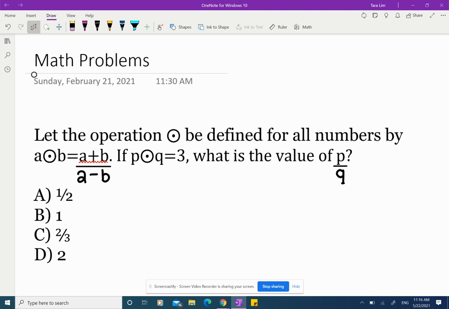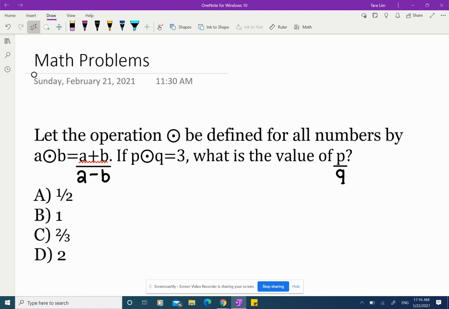Let the operation be defined for all numbers by a operation b, which is equal to (a plus b) over (a minus b). If p operation q is equal to 3, what is the value of p over q?